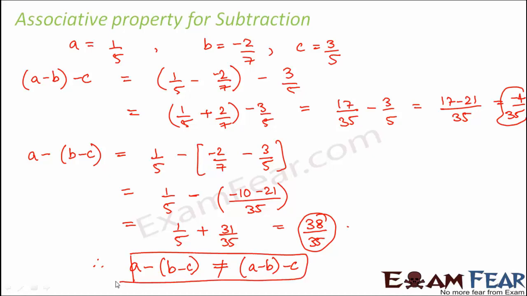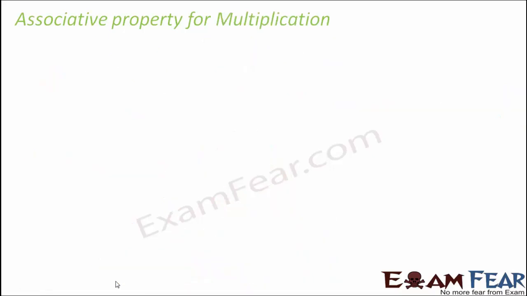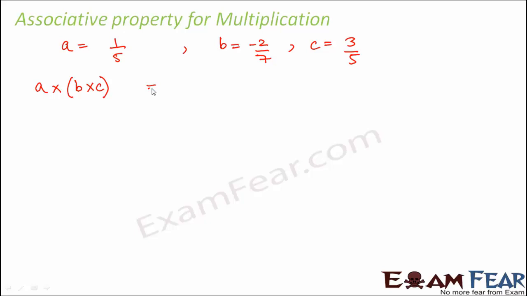So the associative property doesn't hold true for subtraction of rational numbers. Let's talk about multiplication. For this also we'll consider three rational numbers: A as 1 by 5, B as minus 2 by 7, and C as 3 by 5. First we will calculate (A multiplied by B) multiplied by C. So that is 1 by 5 into minus 2 by 7 into 3 by 5.